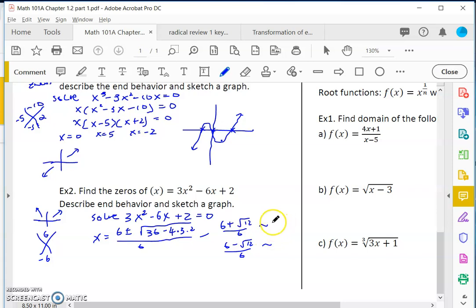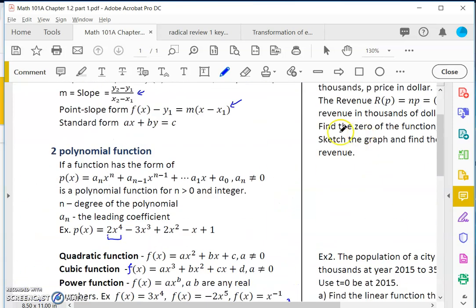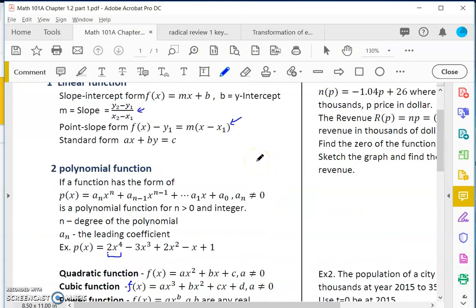In your calculator, 6 plus the square root of 12, divided by 6, is around 1.6. And 6 minus the square root of 12, divided by 6, is about 0.4. So we know that we have 2 x-intercepts, about 1.6 and 0.4, and it's going up, like that. So that's our sketch. Okay. So maybe I'll use the other video to talk about the application models of linear functions and quadratic functions.